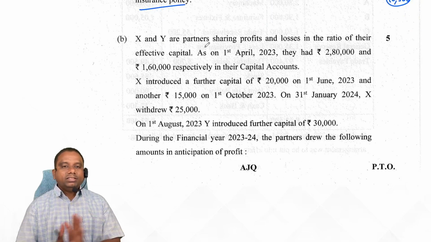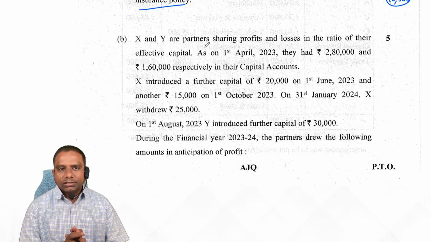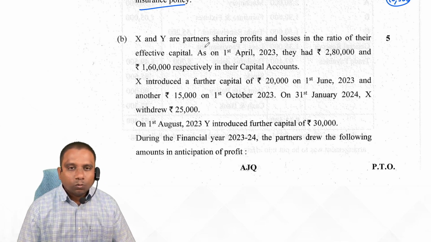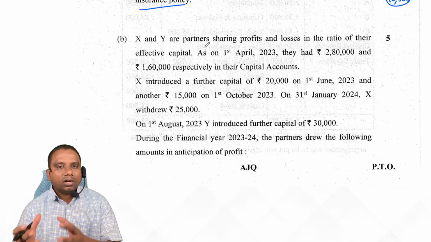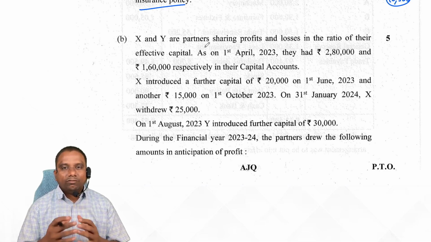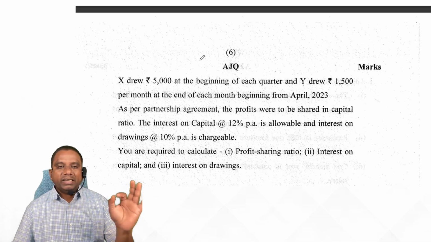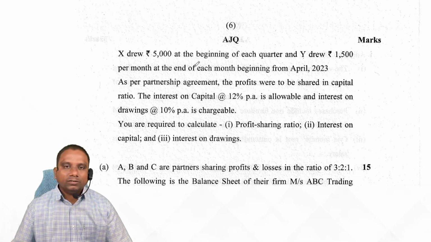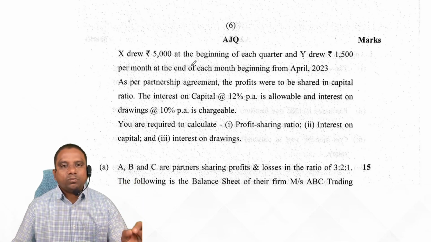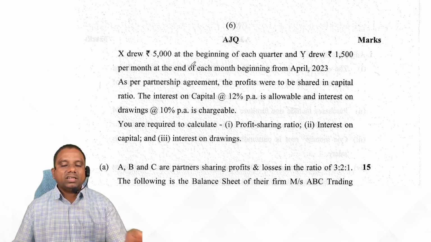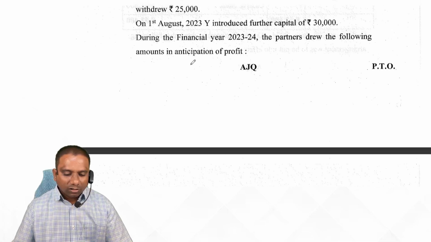Next question. This is a surprise question, students. Surprising question. Why? Because here they have asked effective capital. Same type of problem we have in our material, ICAI material. You can go and check. Same type of problem. Just amounts and partners' names are different.